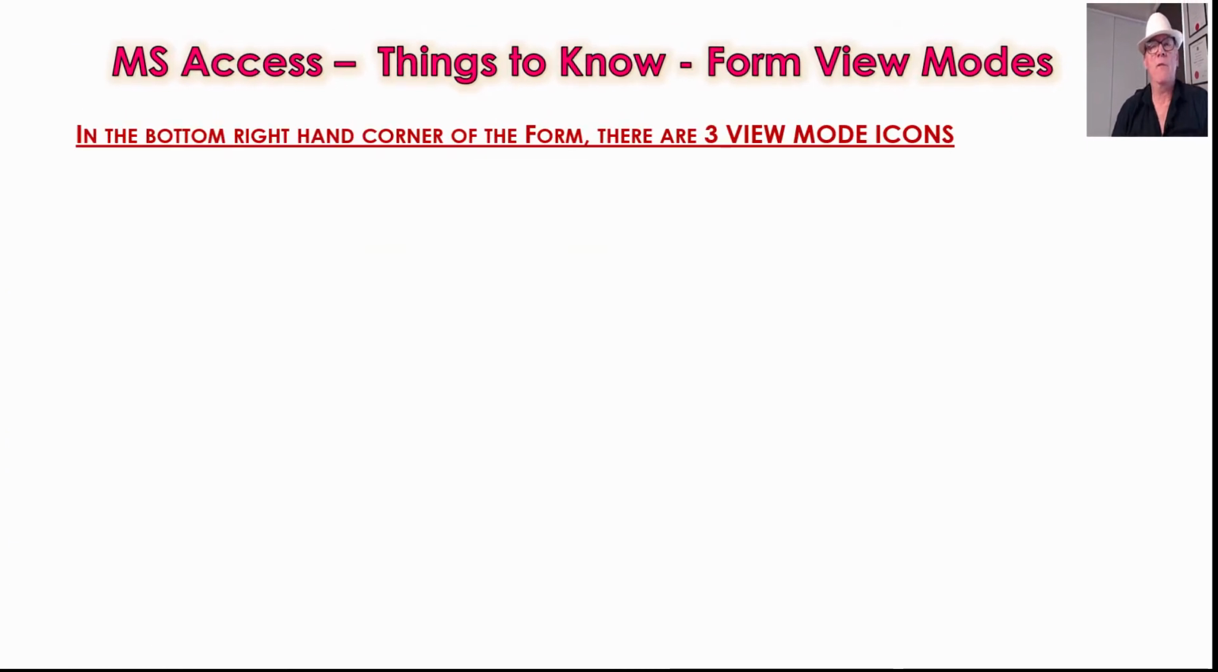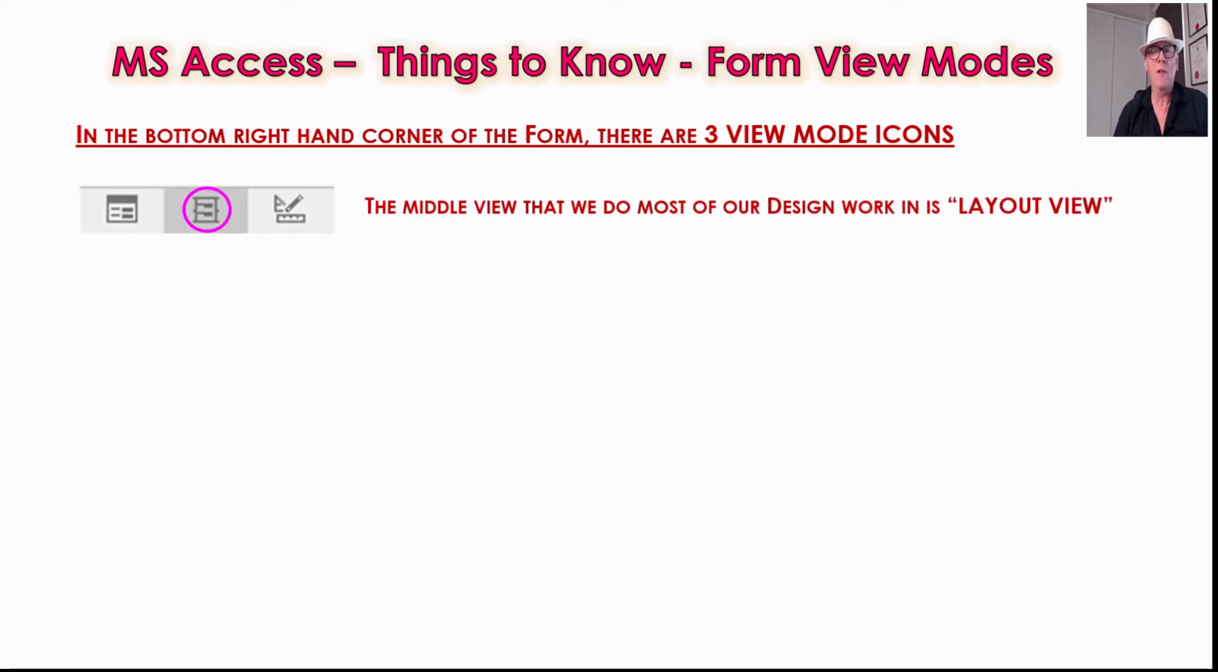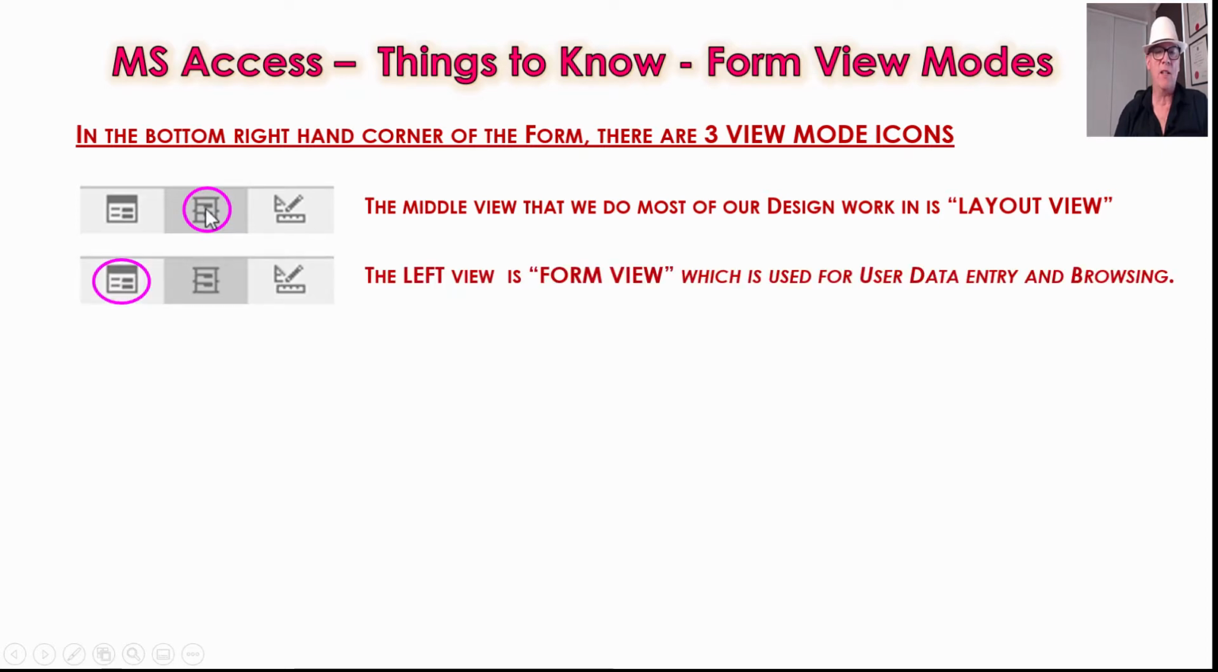All right, so there are a few things you need to know about the lesson in terms of form view modes. There are 3 modes. If you go to the bottom right-hand corner of your screen in Access, you'll see these 3 icons at the very bottom right-hand corner. The middle one is Layout View, which is what we do most of our work in. When you open a form, it's in Form View.